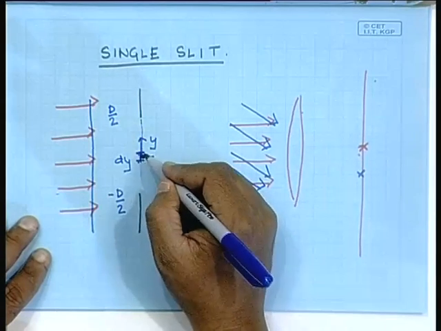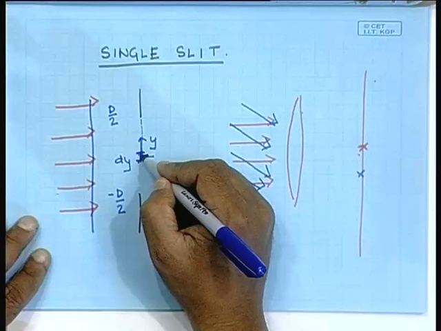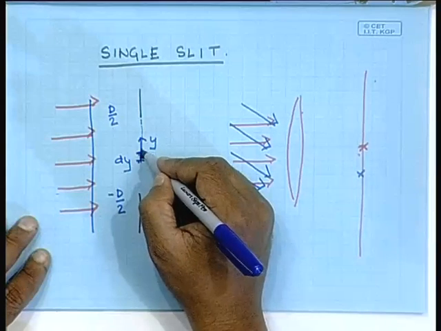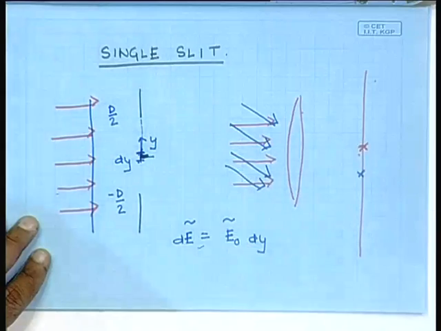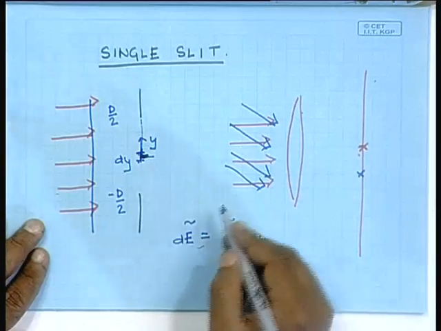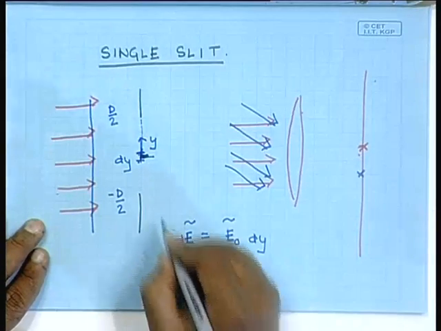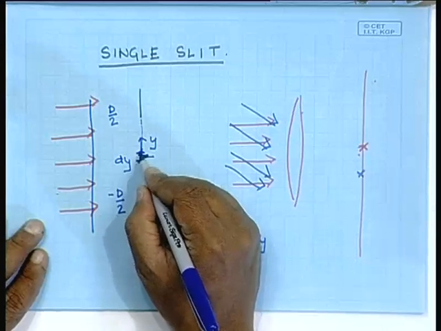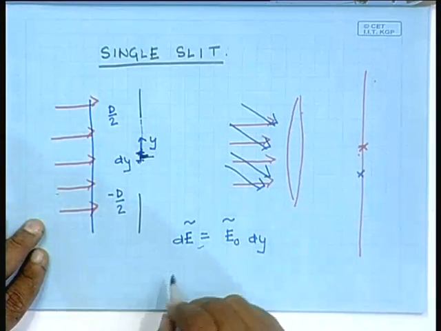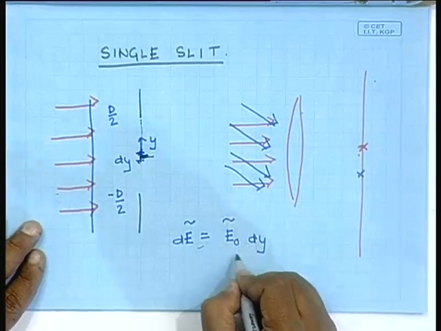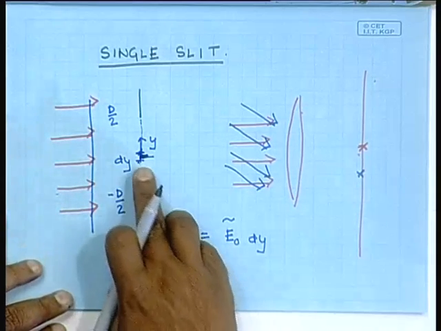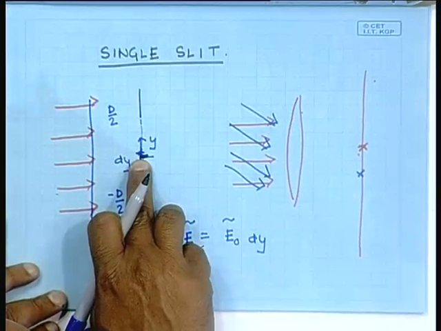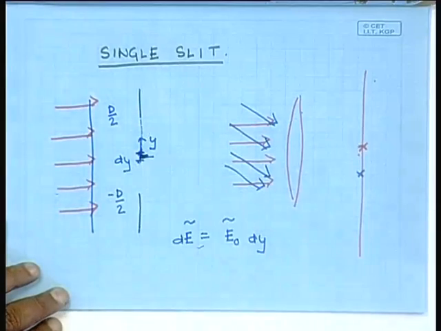But in this case, all the sources inside this element dy are oscillating with the same phase because the wave front is parallel to the slit, and the secondary wave produced by them is proportional to the number of sources, which is dy, through a constant of proportionality E0 tilde. So, this is the amplitude of the wave produced by this small element dy at the center of the slit.